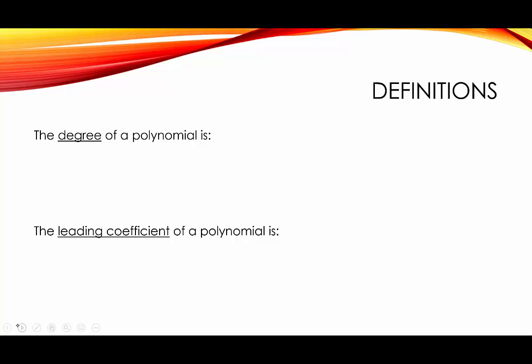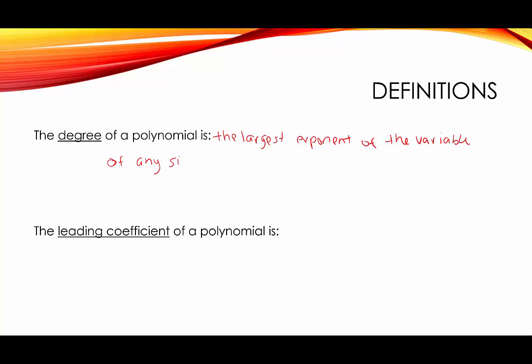The degree of a polynomial is the largest exponent of the variable of any single term. So it's the largest exponent of the variable. So if there's an exponent on a number, we don't really care about it. We're only talking about the variable of any single term.